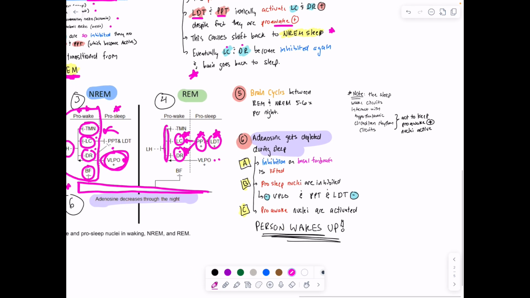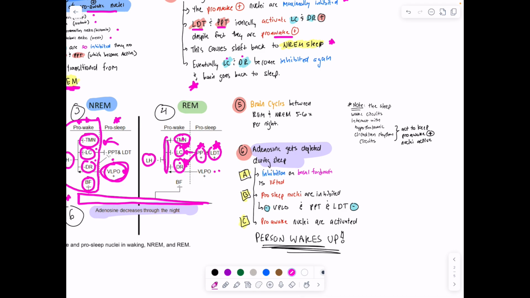All right, but specifically, these two guys, LH and TMN, do not get stimulated, so they're still asleep until the adenosine goes away and the basal forebrain is back in play. So then eventually during sleep, adenosine does get depleted, and the inhibition on the basal forebrain is lifted. As a result, the pro-sleep nuclei, in particular VLPO, are inhibited, and then PPT and LDT are inhibited as well. And as a result of all of our pro-sleep guys being inhibited, our pro-wake guys are no longer inhibited, and you go ahead and wake up.